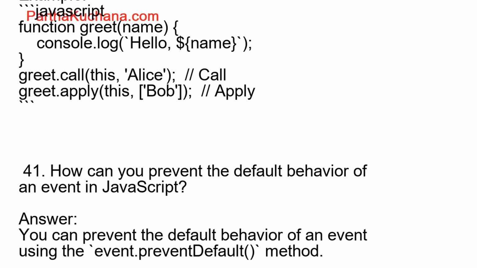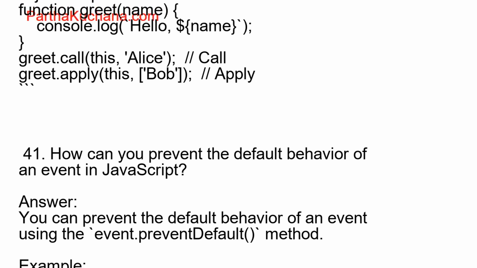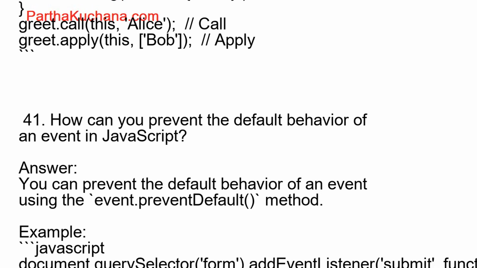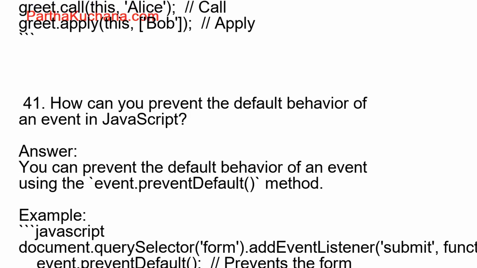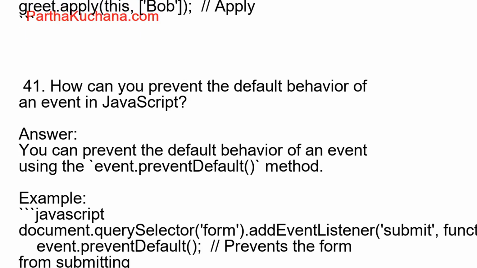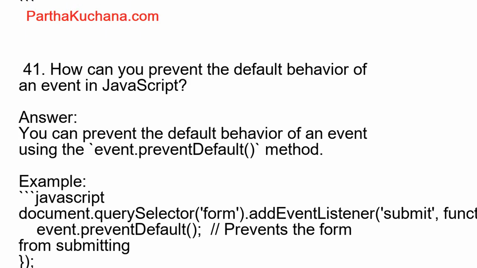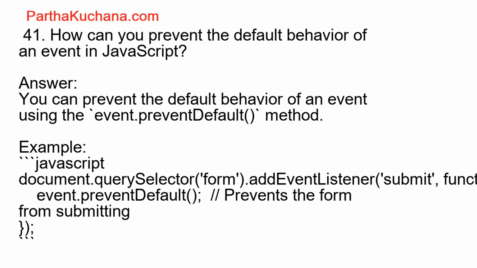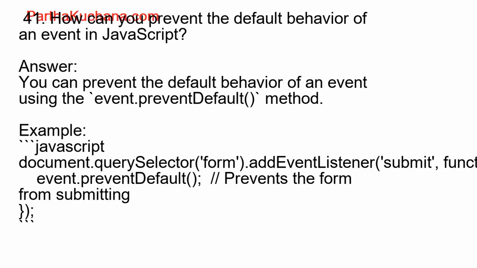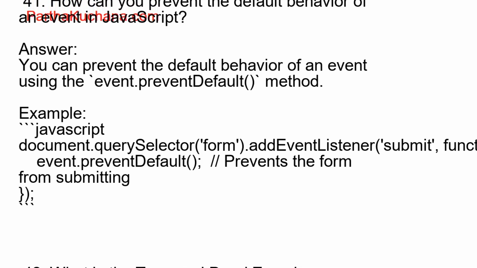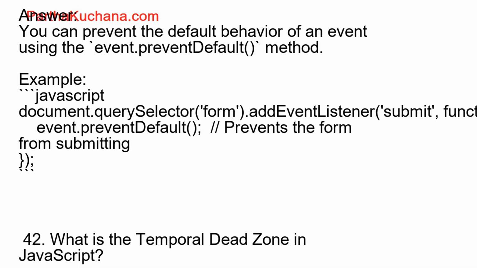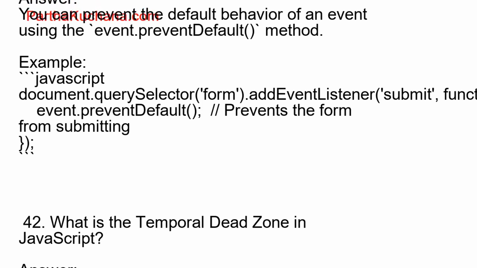44. Explain try, catch in JavaScript. Answer. Try, catch is used to handle exceptions in JavaScript. Code inside the try block is executed, and if an error occurs, control passes to the catch block. Example, JavaScript. try { throw new Error(something went wrong); } catch (e) { console.log(e.message); // outputs, something went wrong.